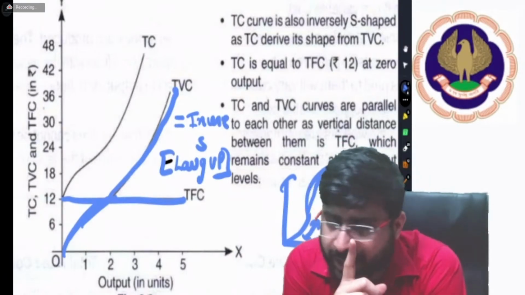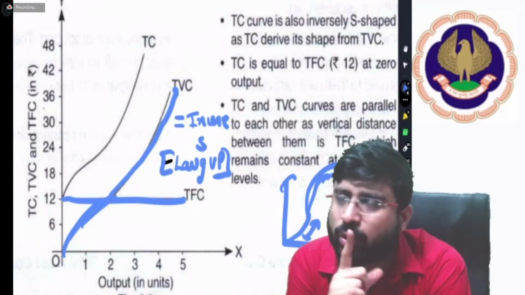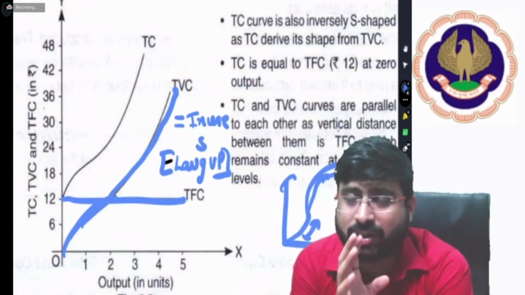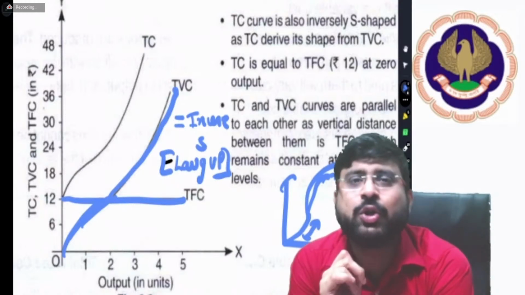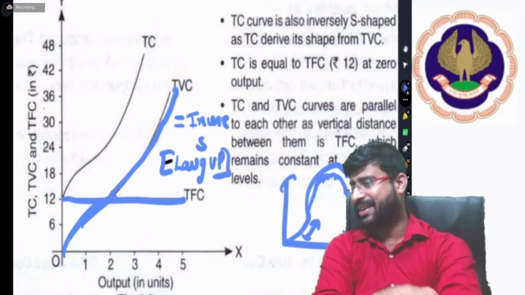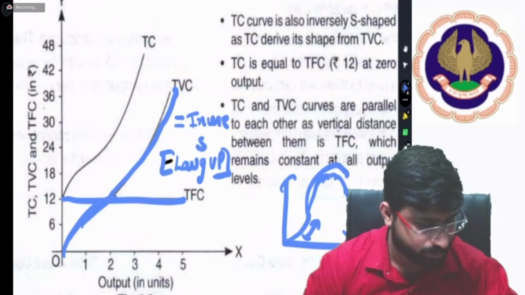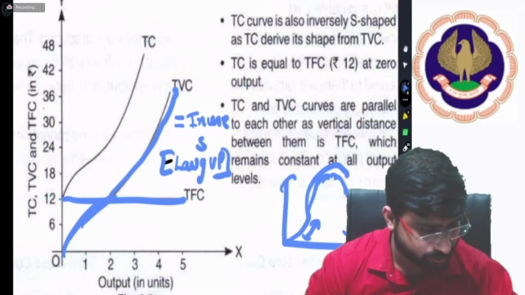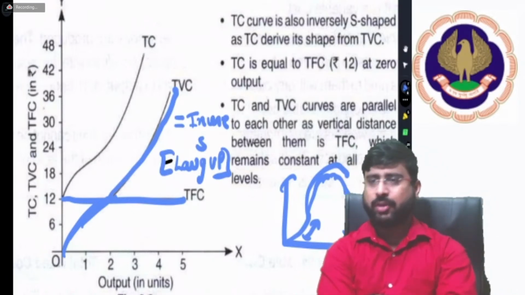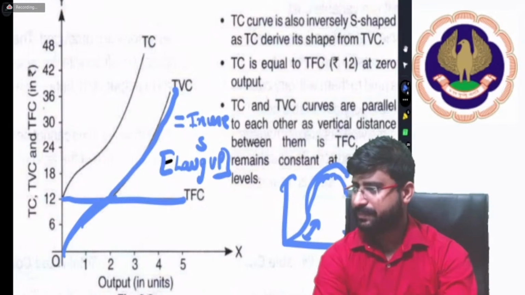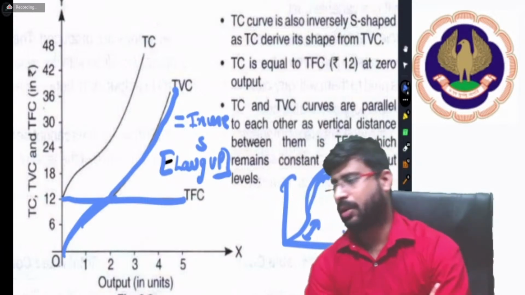So all of you write down in the chat: TVC is inverse S shaped due to law of variable proportion. Write it down in the chat, then only I will progress. Otherwise, I will not progress further. Everybody, write it down right now. Okay, sir, we got it. Sir, TVC is inverse S because of law of variable proportion. Okay, sir, we have written it.